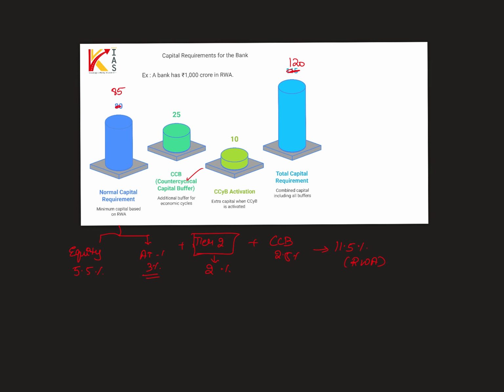Now that we understand the concept of risk-weighted assets, let's talk about the capital requirements of the bank as per Basel III norms. As per Basel III norms, if 1,000 crores is the amount of risk-weighted assets, 11.5% of that should be kept aside as capital meant for shock absorbing. How will you source this capital? That also is decided by the Basel Committee. 5.5% should be in the form of equity. Additional Tier 1 bonds should be 3%, Tier 2 bonds should be 2%, and there is a concept called the countercyclical capital buffer. I will explain this.